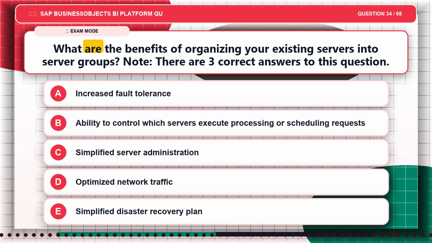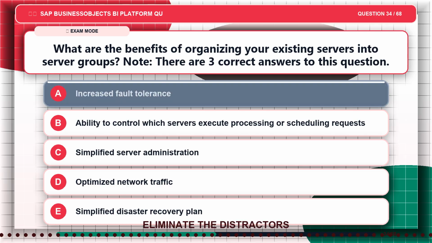Section, Design and Deployment. Question 34. What are the benefits of organizing your existing servers into server groups? Note, there are three correct answers to this question. Option A, increased fault tolerance. Option B, ability to control which servers execute processing or scheduling requests. Option C, simplified server administration. Option D, optimized network traffic. Option E, simplified disaster recovery plan.